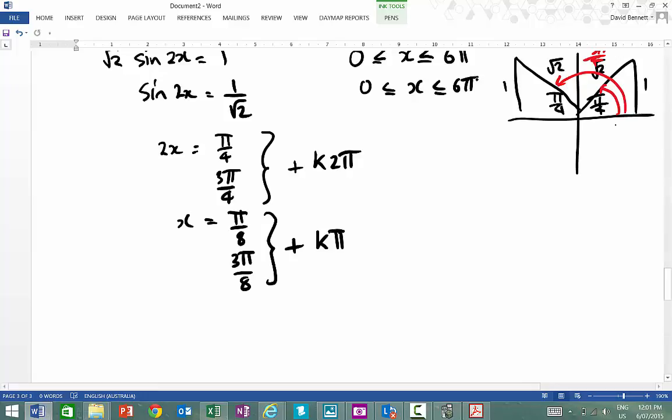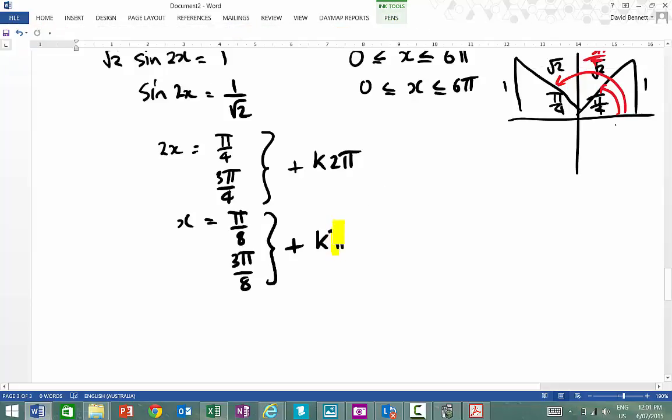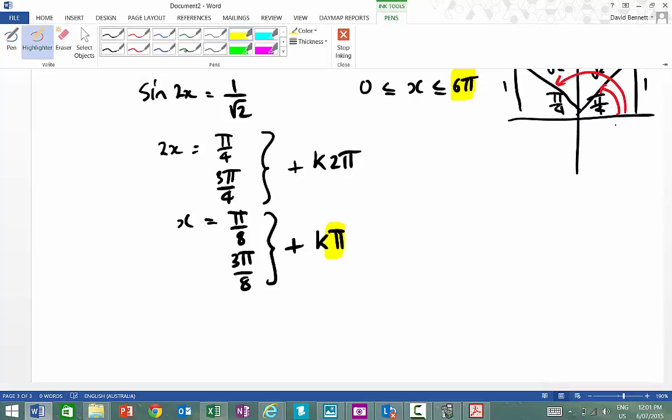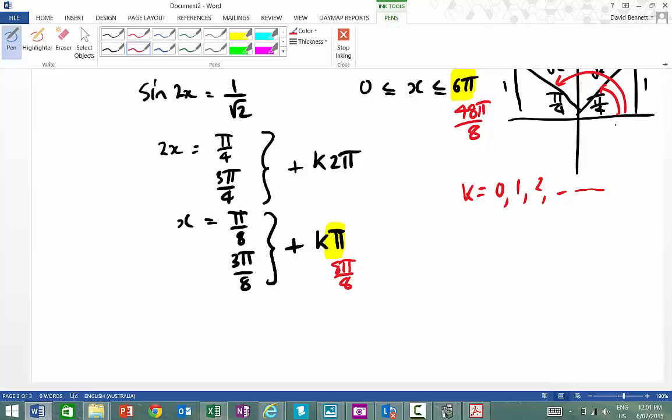Now, if I'm thinking about this, pi is going to be 8 pi on 8, and 6 pi is going to be 48 pi on 8. So that's what I'm going to be going up to. When I start looking at my k values, because we're going positive, k is 0, 1, 2, and so on. All right, so let's do that very quickly.